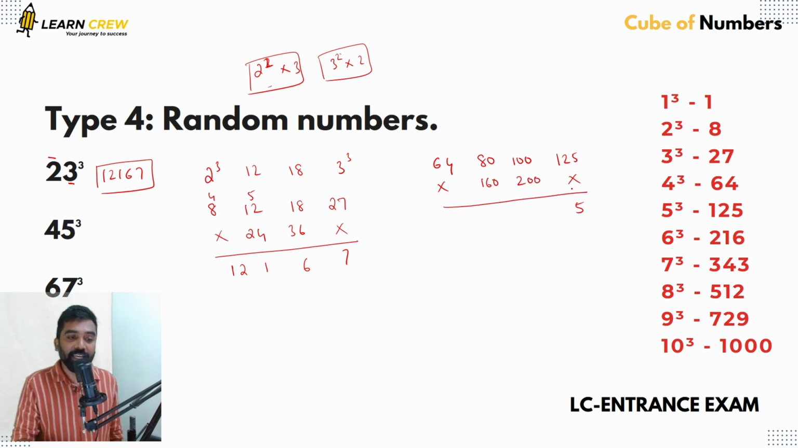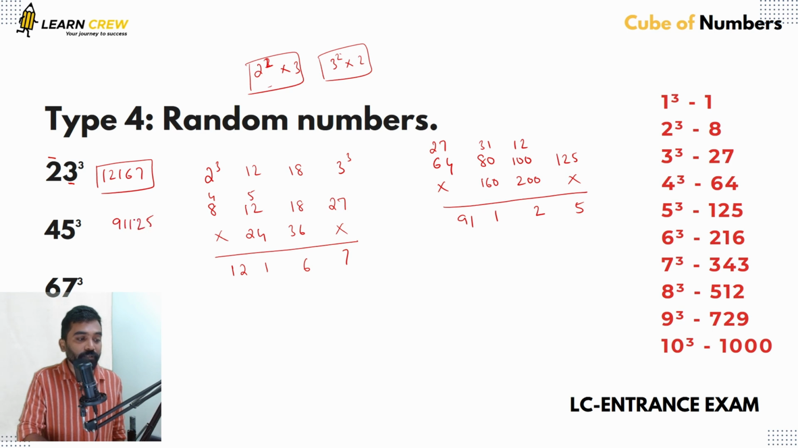Now bring down 5 as it is and carry 12. This becomes 200 plus 100, 300. 300 plus 12 is 312. 231. This becomes 180 plus 160. 80 plus 160, 240. 240 plus 30, 271. 127. 80, 87, 91. 91125. This becomes the 45 cube.